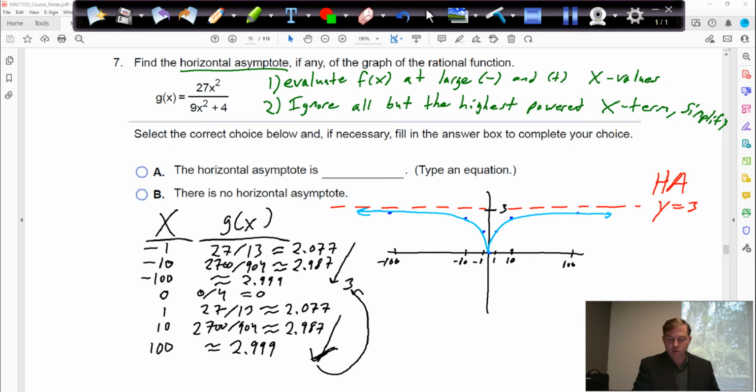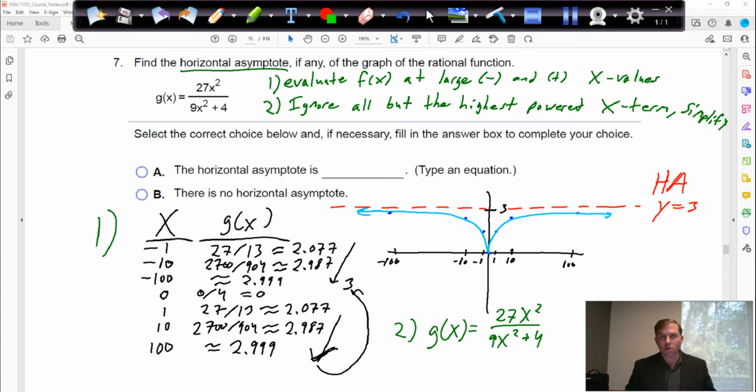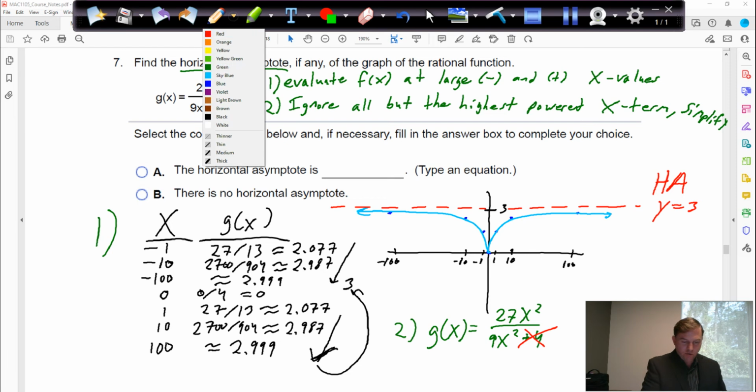The easy way is number 2, where you ignore everything but the highest power x term. So this was all step 1. Let's look at it from step 2's perspective. I'm going to take my function, which says ignore all but the highest powered x term. So in the grand scheme of things, this 4 doesn't really matter. As x is being squared and then multiplied by 9 or multiplied by 27, your numbers get really big, like 2,700 or 270,000. Well, that 4 doesn't really matter. So we just chuck it away.